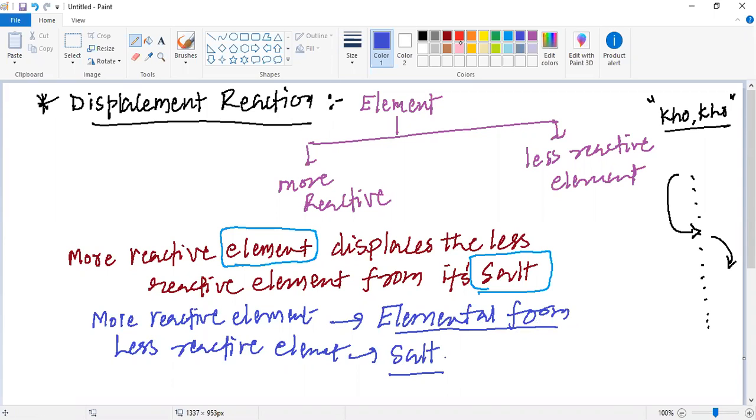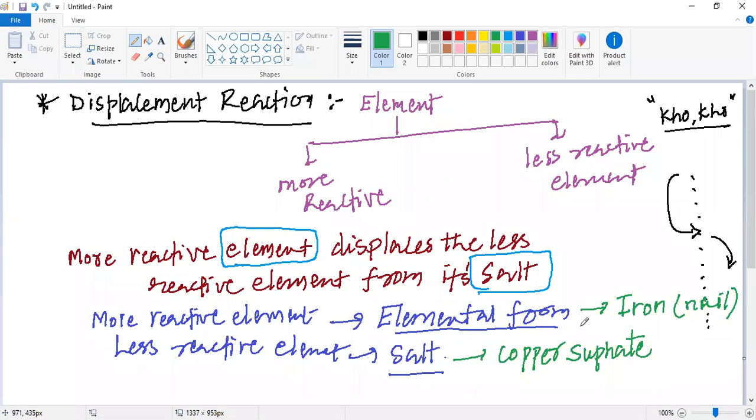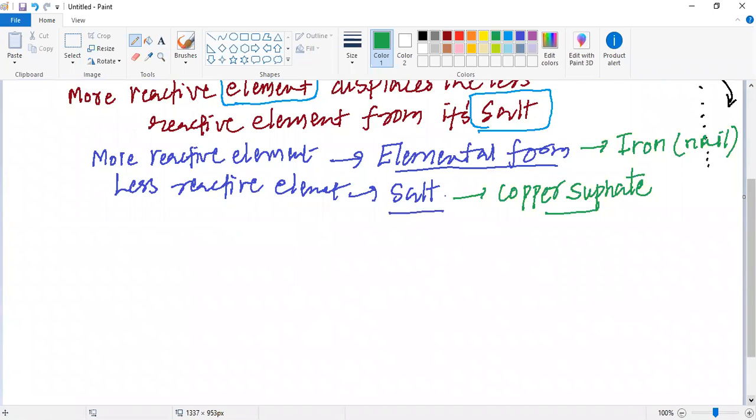Now let us take an example. Suppose we have a more reactive element, iron, and a less reactive element, copper. We will use iron nails in the salt of copper, which is known as copper sulphate, and we will allow both of them to react with each other.